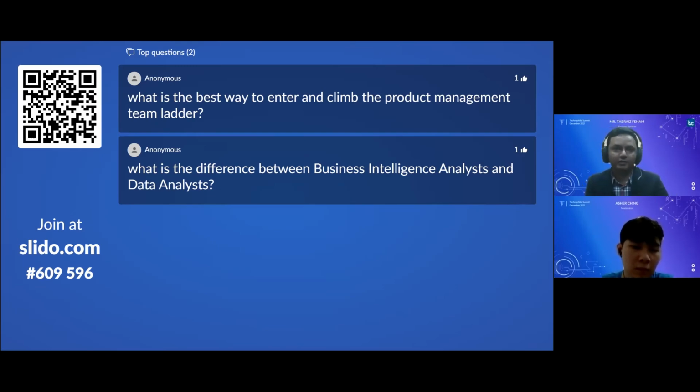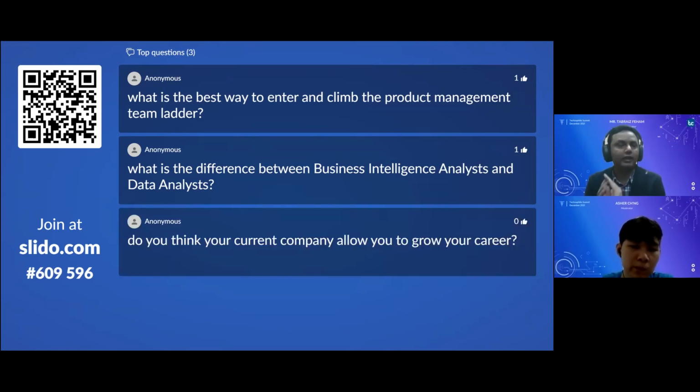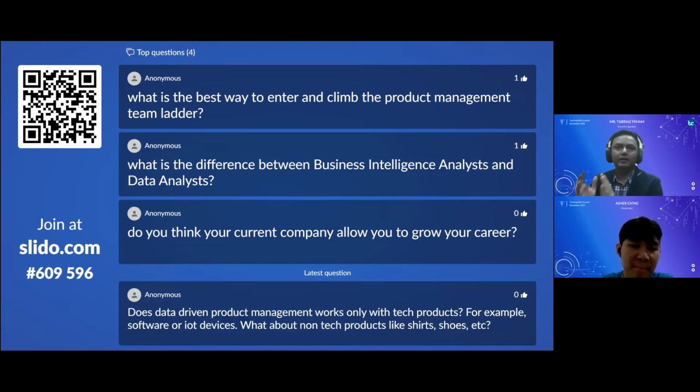So have a bit of business acumen, a bit of user experience and technical background. Technical is always good to have. And then, of course, you should have the data and insights background as well. That will make sure that you are climbing up the corporate ladder very fast.